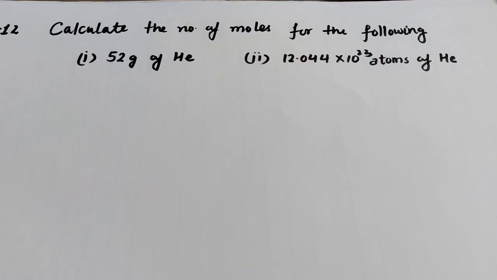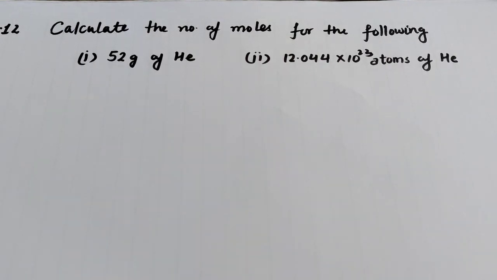Hello everyone, in this video we will discuss the NCERT exercise of class 9th chapter 3rd, atoms and molecules. So the question here is: calculate the number of moles for the following. The first part is 52 gram of helium and the second part, number of atoms is given to you. So we have to calculate the number of moles.